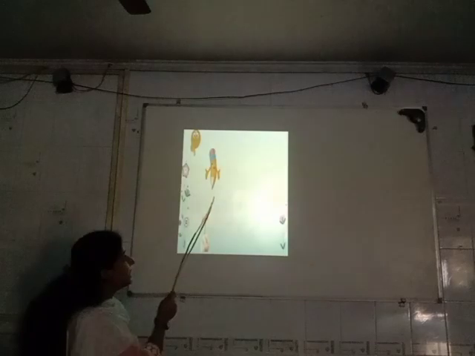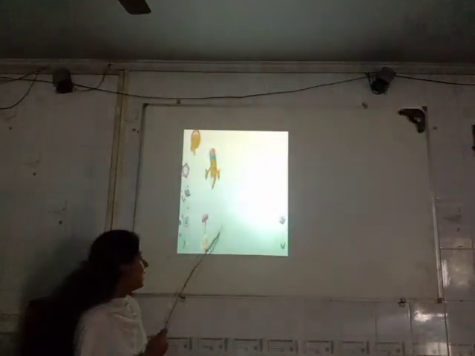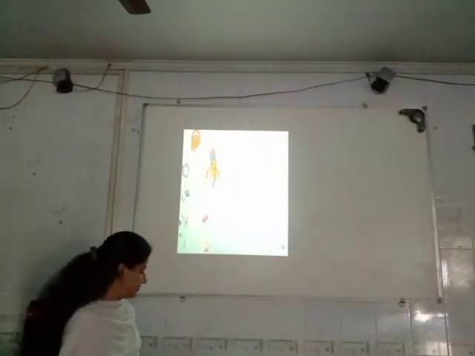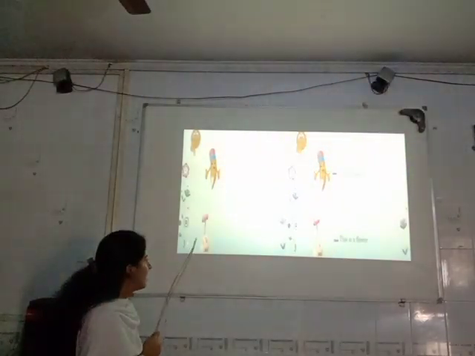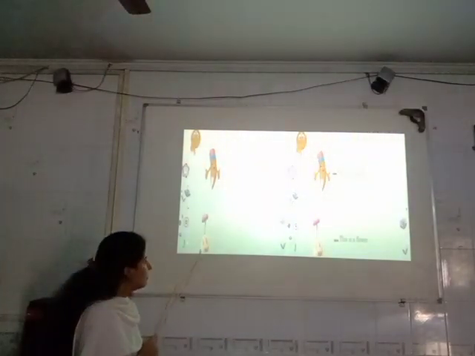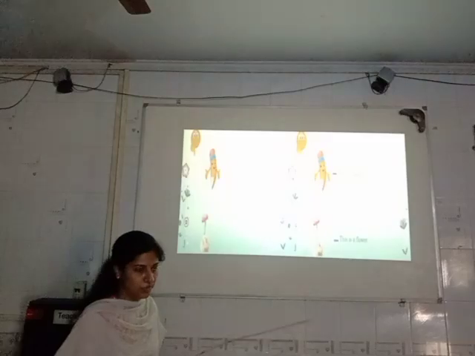Here there is only one pencil and here is only one flower. So how do you read it? Yes, this is a pencil and this is a flower. Why? Because it is only in one number and this is near to us.